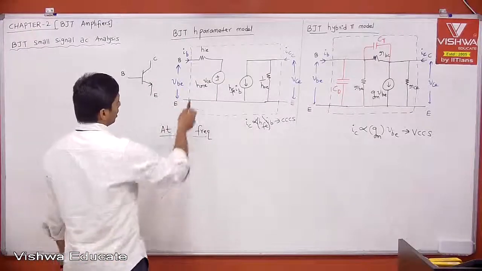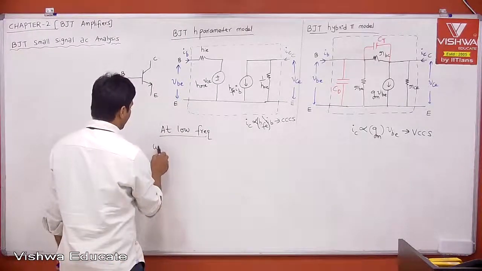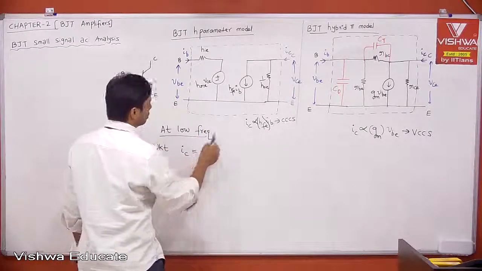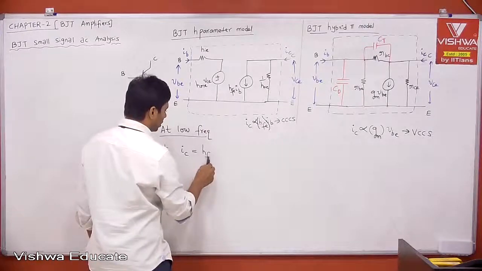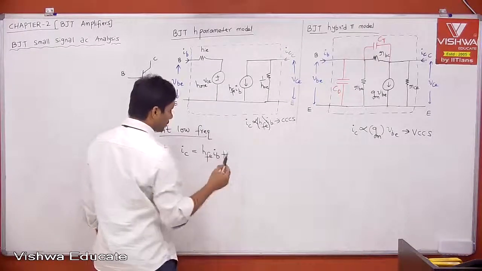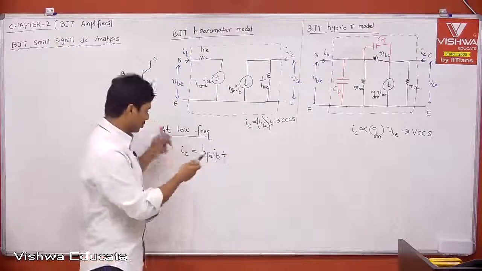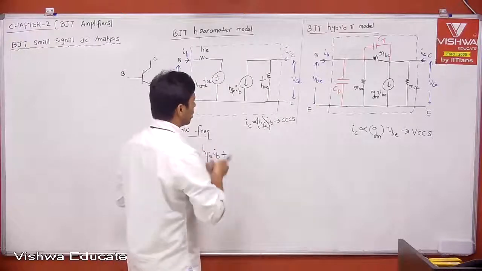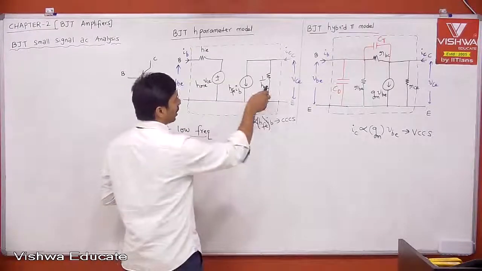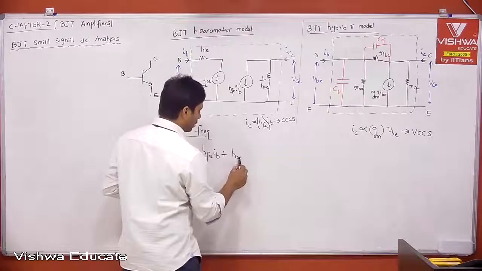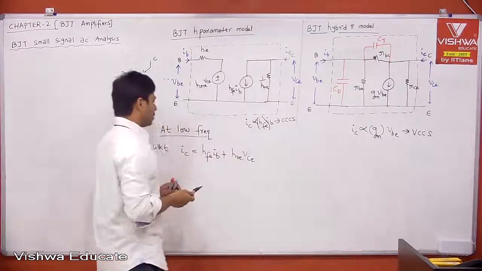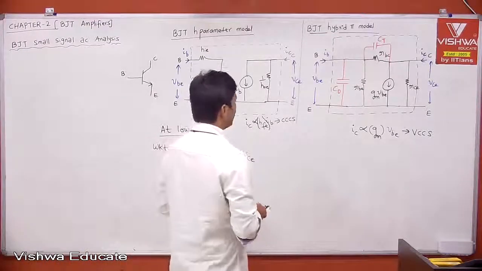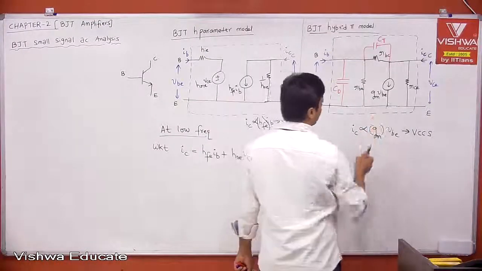Now, tell me what is your IC? We know the H parameter model, what is IC? IC is equal to HFE into IB plus, don't write, just listen, follow me with respect to the vocal support. Therefore, HFE into IB plus HOE into VCE. This is your IC equation. Now, tell me what is IC here according to this.